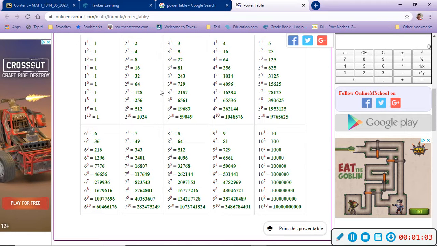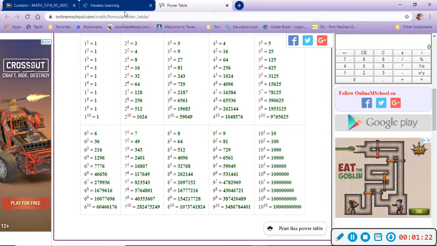But you want to be familiar with, I would say, 1 through 12 and their cubes. That'll help you, and I would memorize them. This one doesn't go to 12, it stops at 10, but you can write those down. So I'm going to leave this up.